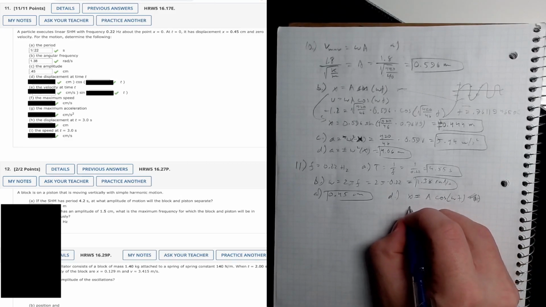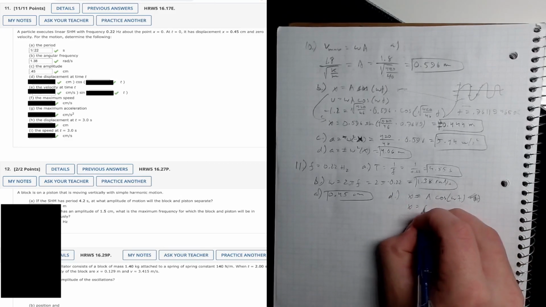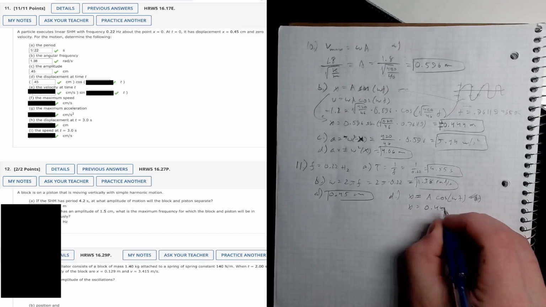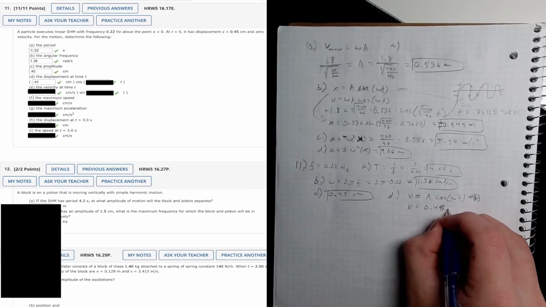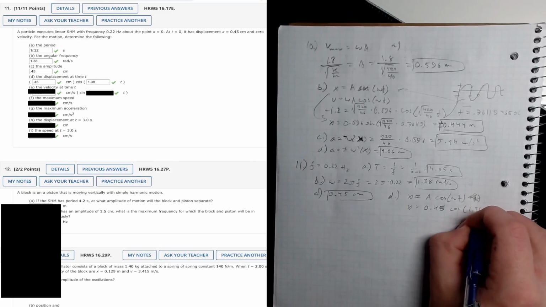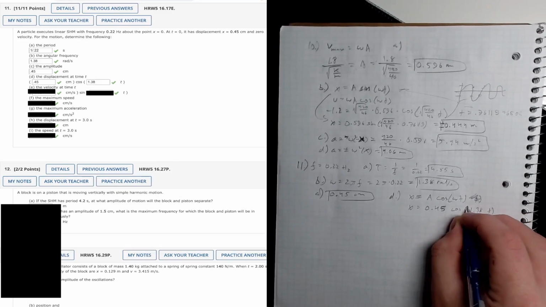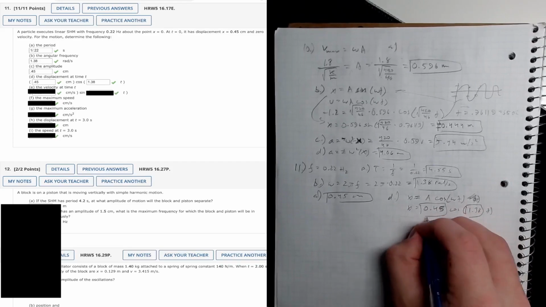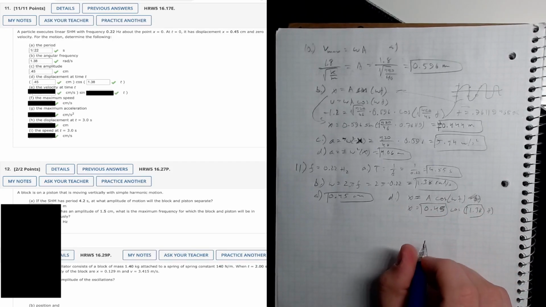So here we're going to put in x equals 0.45 cosine of 1.38t. So these are going to be the things that they're asking us to put in.